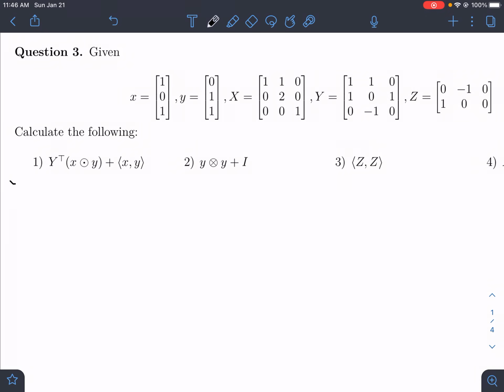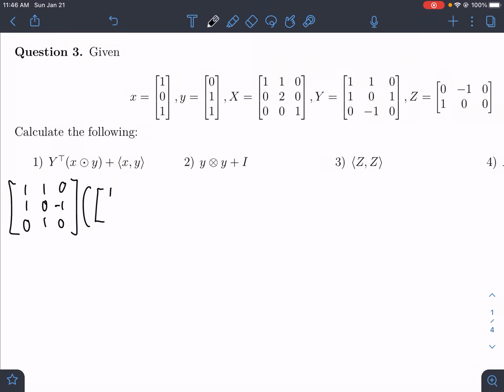So the transpose of this is going to be when we flip it onto its side. So we're going to get 1, 1, 0. This is the first row of Y. The second row of Y is 1, 0, 1. And the third row is 0, negative 1, 0. This is Y transpose. Now this is multiplied by the Hadamard product of X and Y.